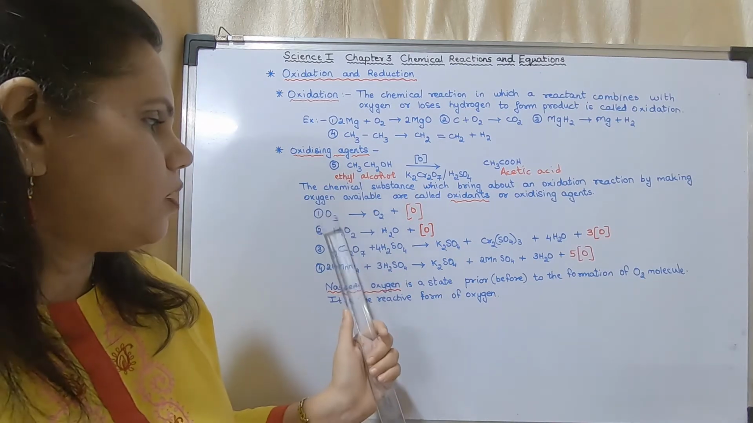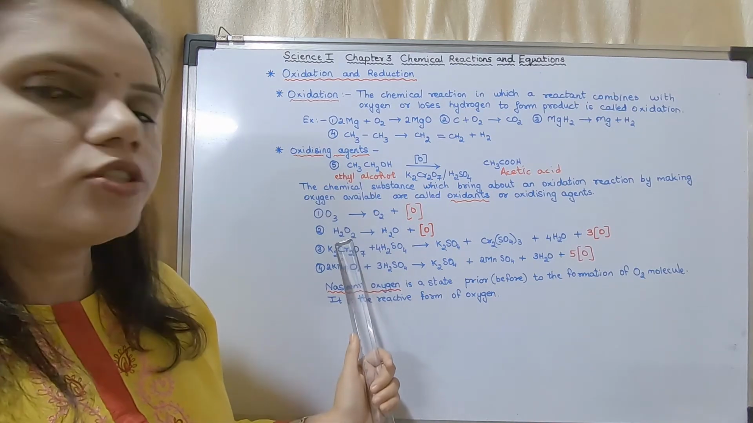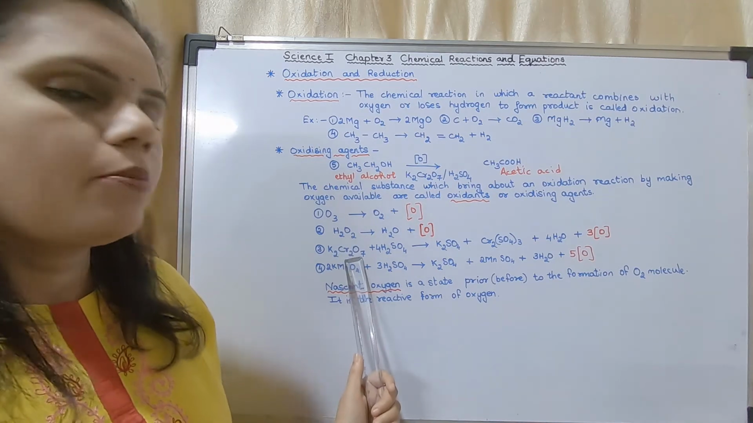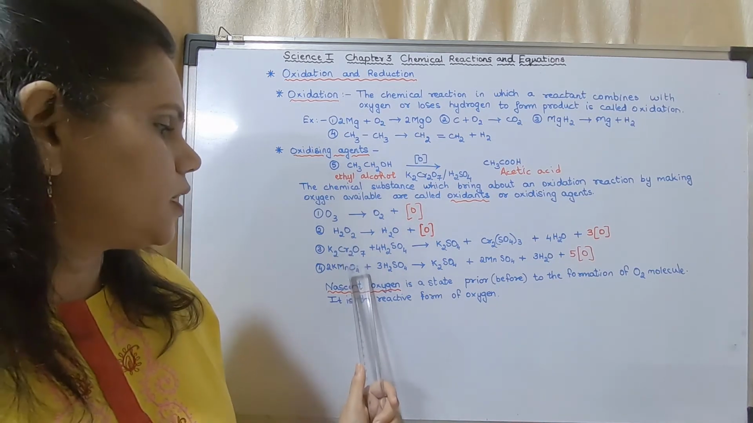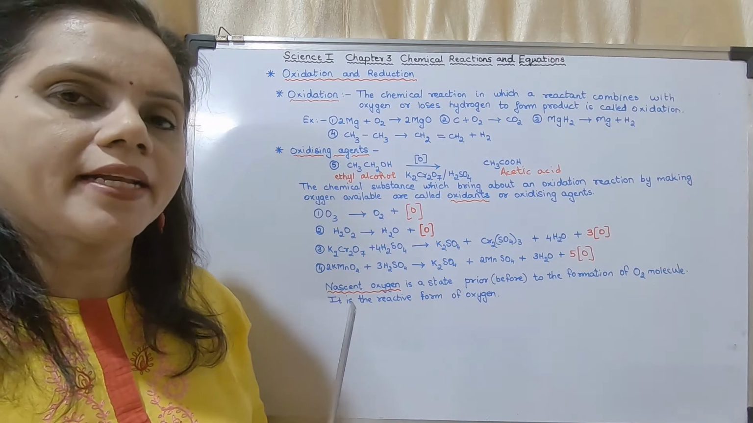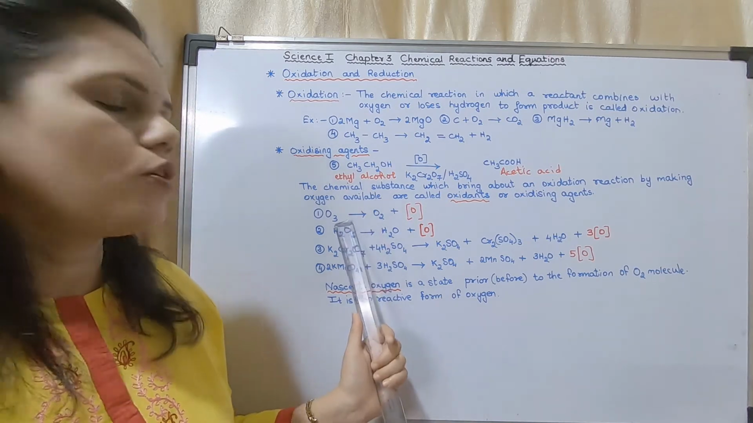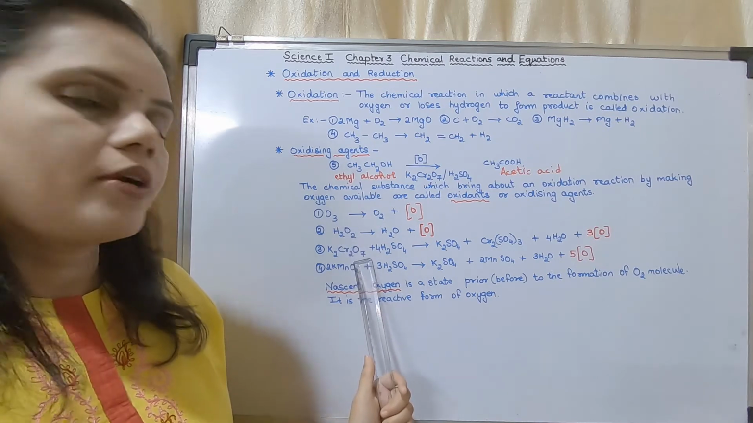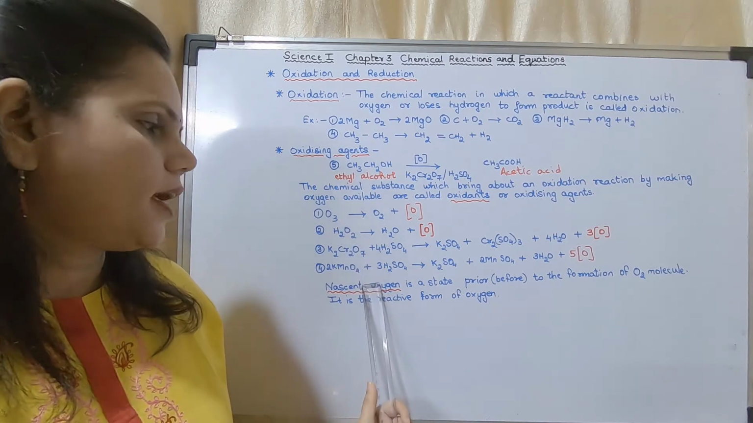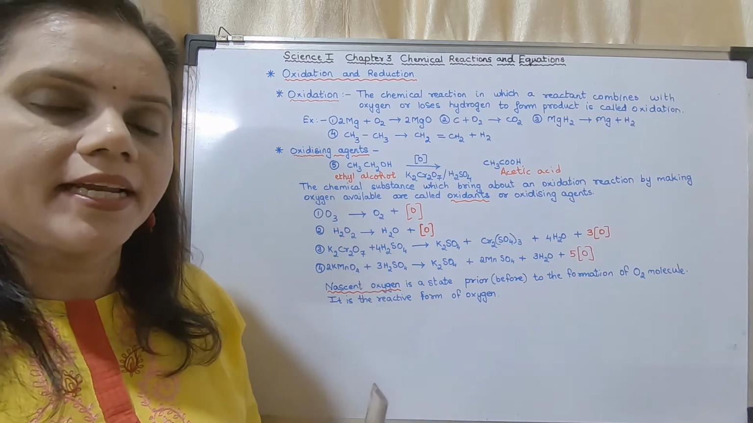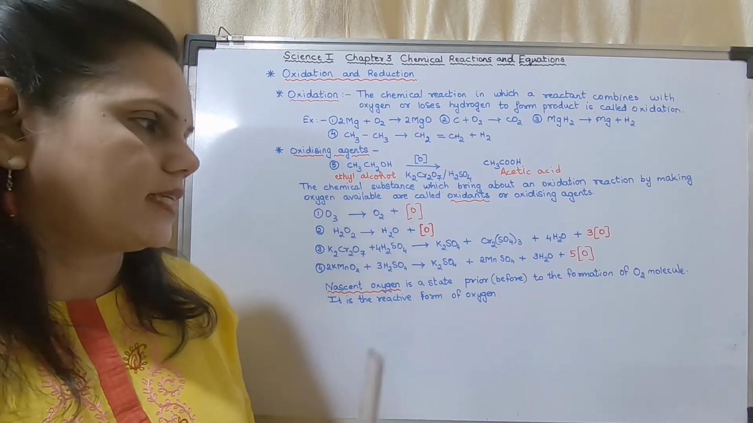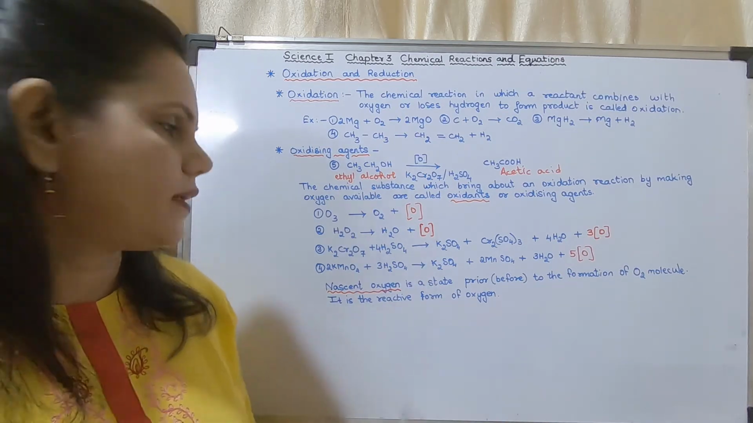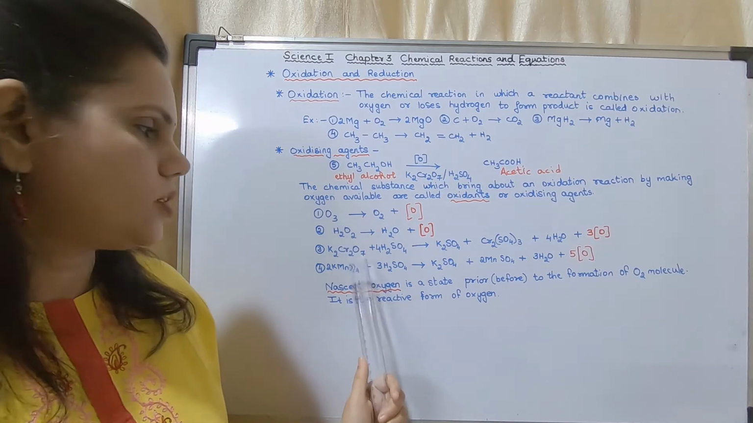And these are all oxidizing agents. Who? Ozone, hydrogen peroxide, potassium dichromate and potassium permanganate. I repeat, ozone, hydrogen peroxide, potassium dichromate and potassium permanganate. These are the oxidizing agents and these are the reactions given. So we will come back to the reactions.